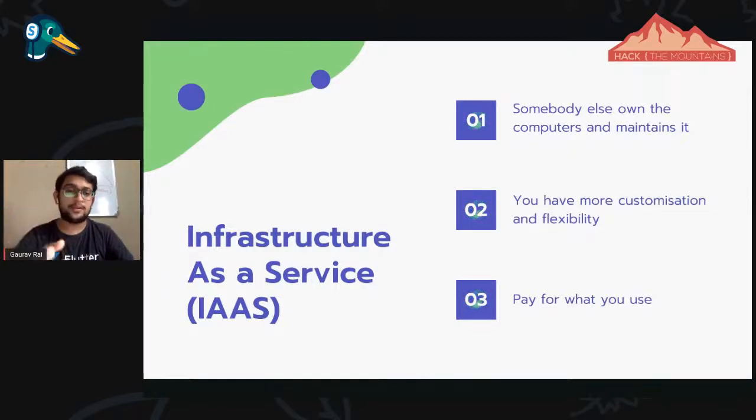Before jumping into the as-a-service part, I will tell you that cloud computing is divided into three major kinds of services. One of them is infrastructure as a service, another one is platform as a service, and the third one is software as a service. I will go one by one, explain each, and give examples of it. First one, infrastructure as a service.